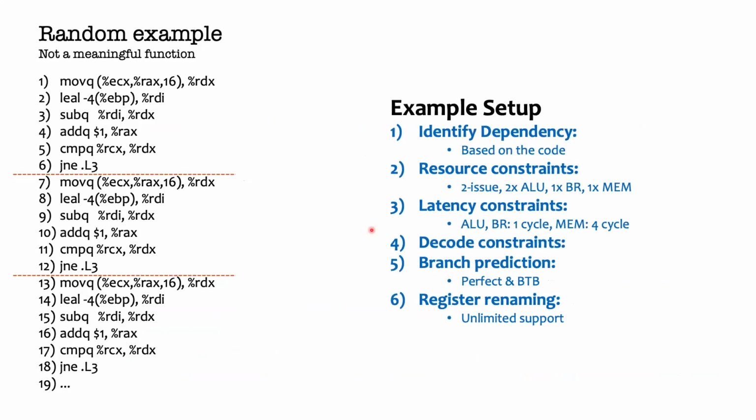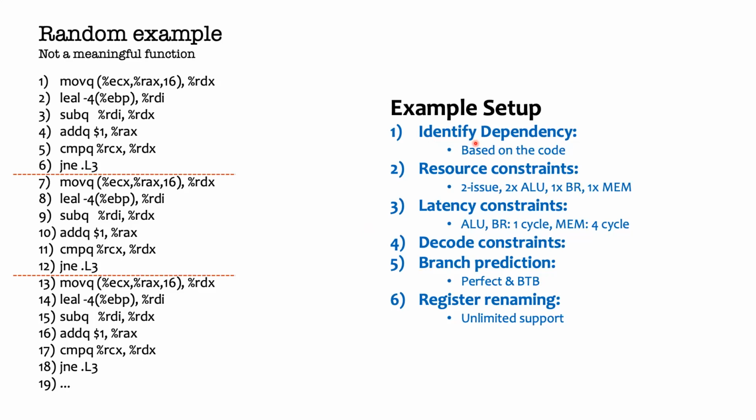All right, so I have a random example. I took a few pieces from the assignment, a few pieces from the lecture, and just randomly put them together. This is not a meaningful program, but it probably serves our goal pretty well. Again, we need to identify dependency, essentially draw the data flow graph, nodes and arrows. And then right now I'm defining the other constraints.